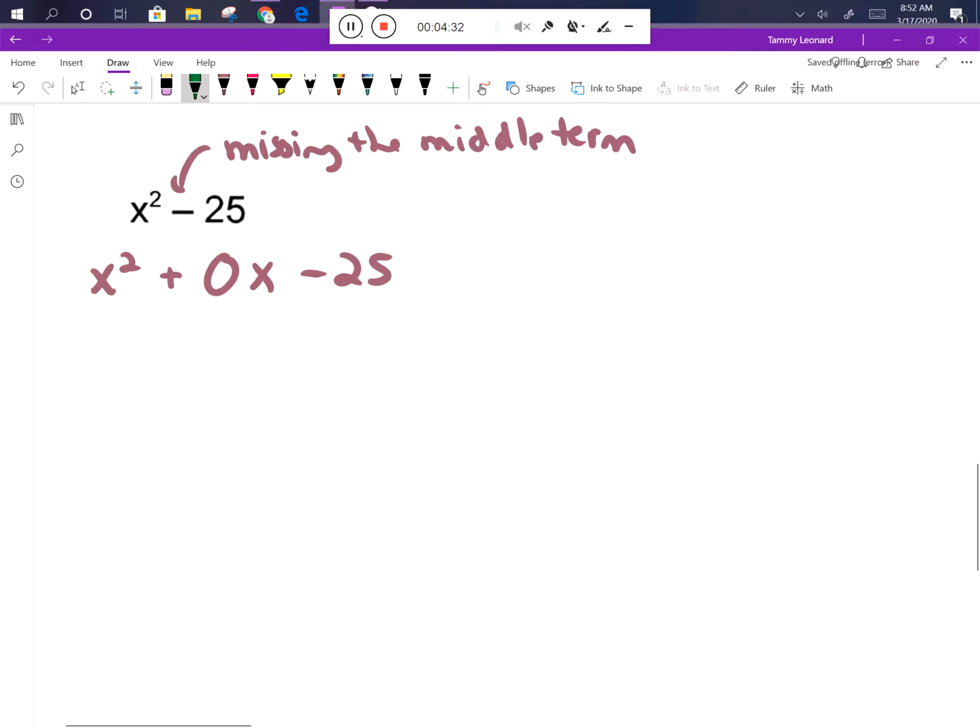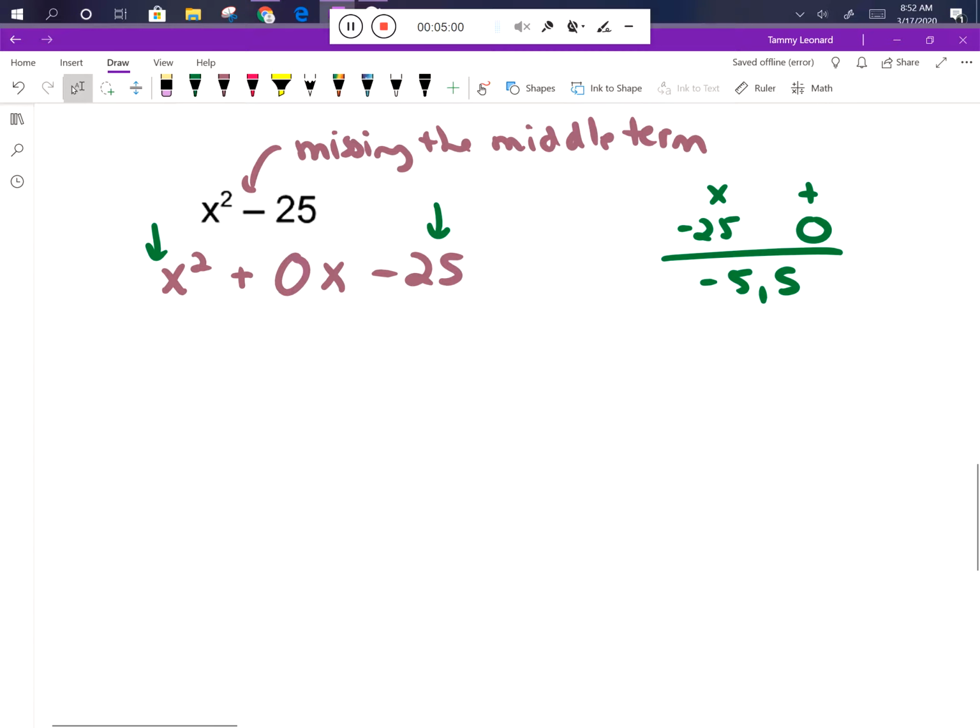Let's set up our puzzle. We need to multiply to get negative 25 because we've got 1x squared and a negative 25. We can add to get 0 because that's what our missing middle term must have been. Well, we solved this problem up above in the puzzle practice. Negative 5 and positive 5 multiply to make negative 25 and add to make 0. So let's split that middle term.